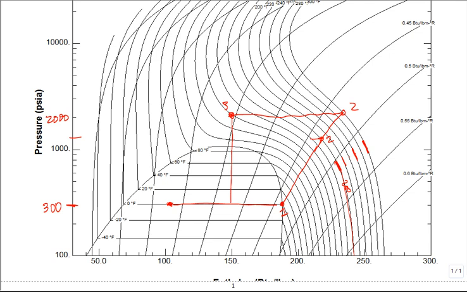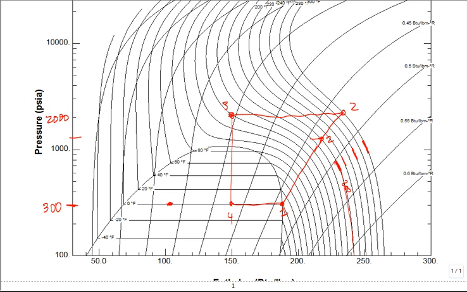And now what is my quality at state 4? Yeah, 60, 70%, which means I'm only getting cooling on about 30% of the mass flow. 70% is going for the ride. How can you get more? Well, let's stop here and make the analysis, okay?